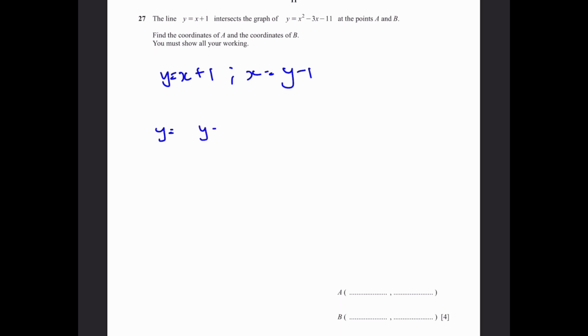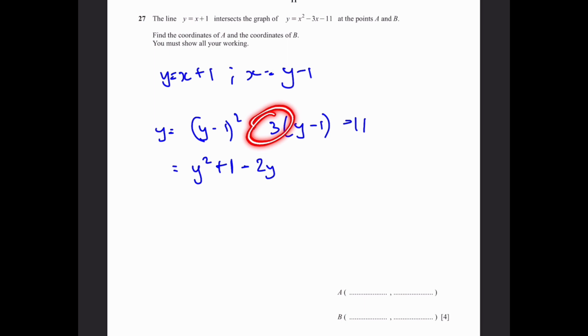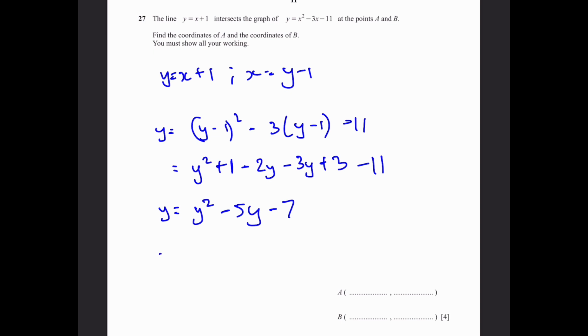So y equals y minus 1 the whole square minus 3 into y minus 1 minus 11. Now y minus 1 the whole square is actually a minus b the whole square. That's equal to a squared plus b squared minus 2ab. And when we write that down, that'll be y squared plus 1 minus 2y. And then we can do this. So minus 3y plus 3, not minus. Why? Because minus 3 into minus 1 is positive 3. And we can subtract 11 at the end. So y is equal to y squared minus 5y minus 7. That means y squared minus 6y minus 7 equals 0.